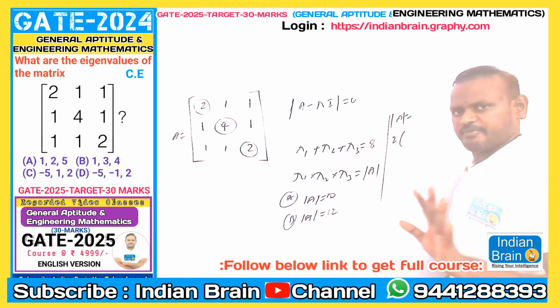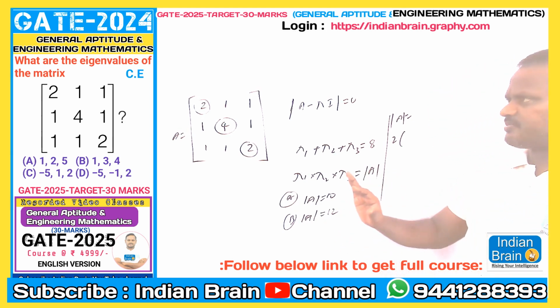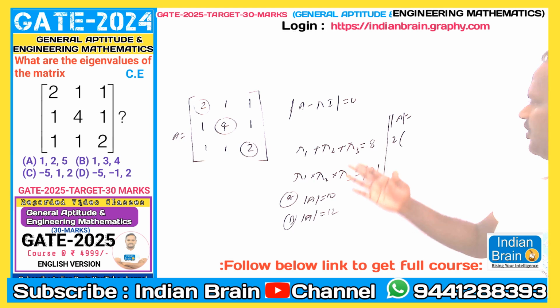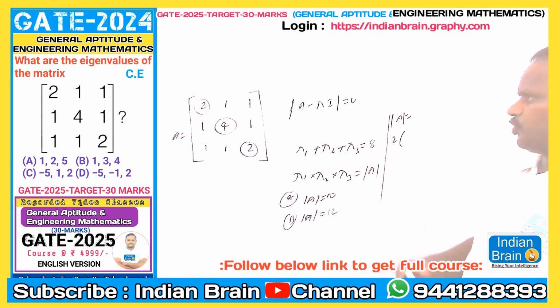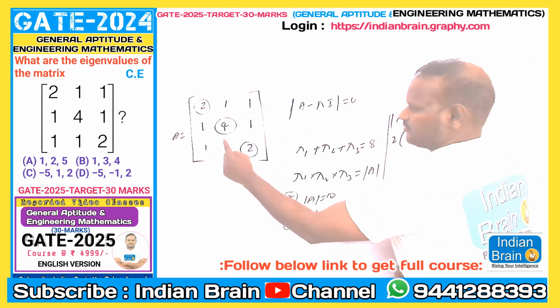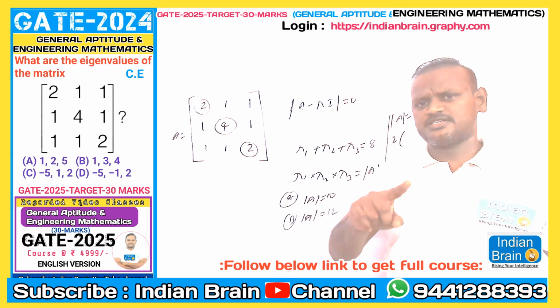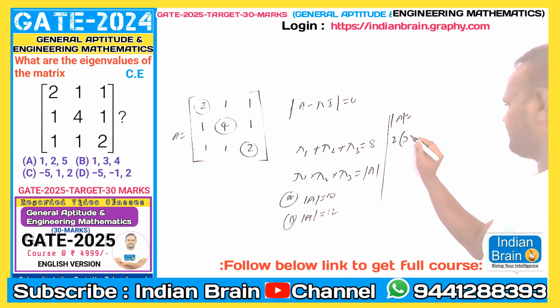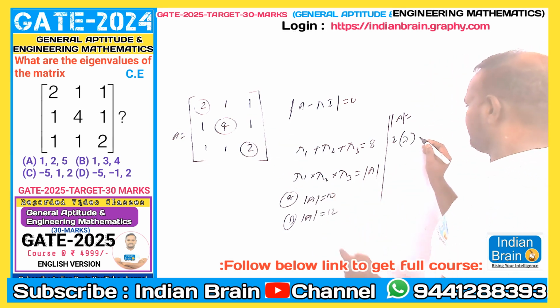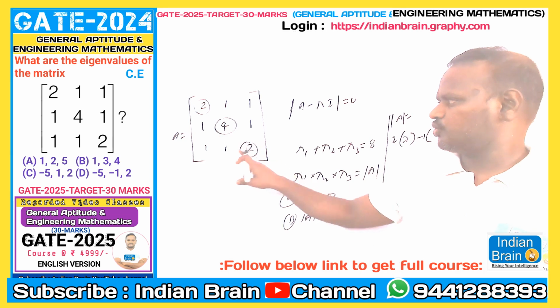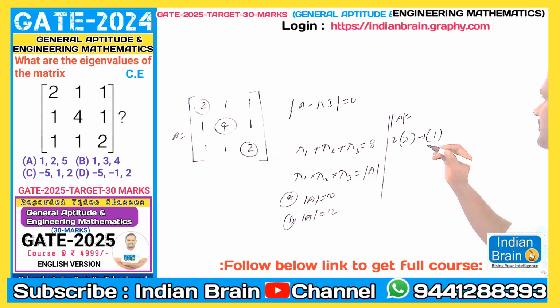Which one is matching? That's the main issue, right? So we need not go for the options directly, for your comfort. Go for the determinant value. 2 into, eliminate row and column, 4 twos are 8, 8 minus 1, 7. That's it, 2 into 7, first step. But for the second element, we need to take minus: minus 1 into, eliminate the entire column and row, 1 into 2, 2 minus 1, 1.